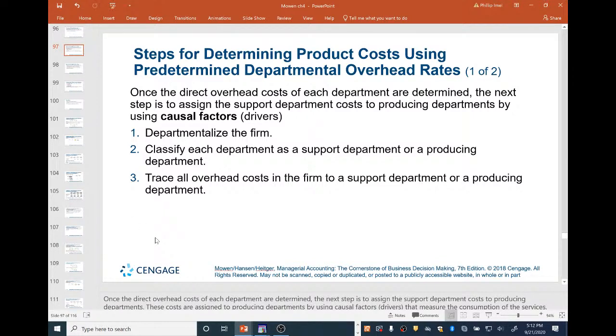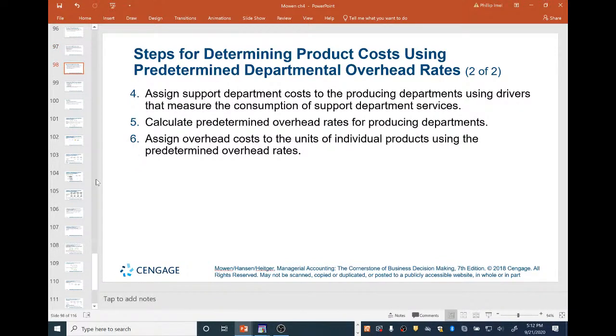Once the direct overhead costs of each department are determined, the next step is to assign the support department costs to producing departments by using causal factors or drivers. Department allows the firm to classify each department as either a support department or a producing department, and then trace all overhead costs in the firm to a support department or a producing department. Assign support department costs to the producing departments using drivers that measure the consumption of support department services. Calculate predetermined overhead rates for producing departments, and then assign overhead costs to the units of individual products using the predetermined overhead rates.